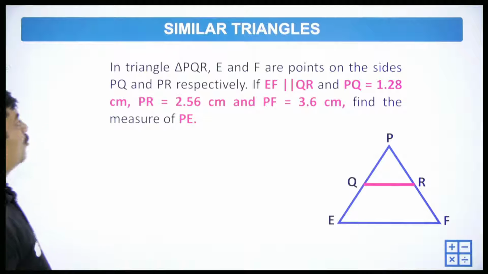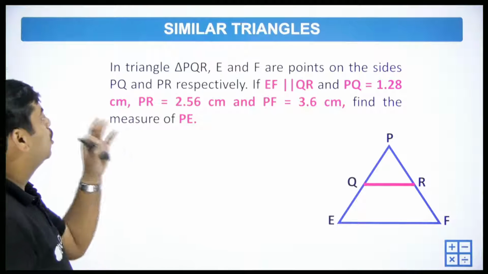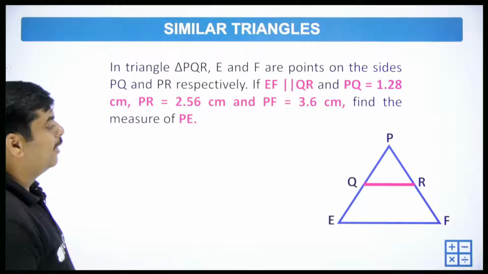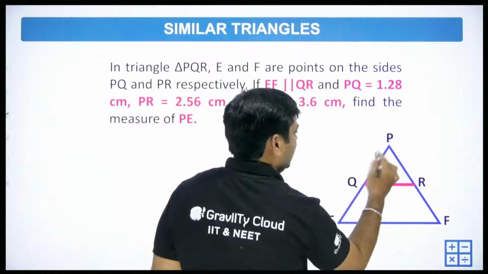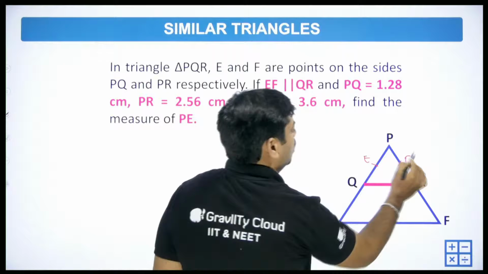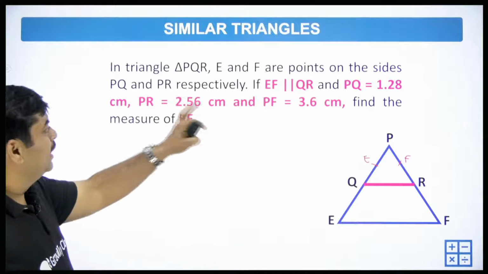We have a diagram. In a triangle PQR, E and F are points on the sides. See, this is a triangle. E and F can actually be here also. E and F can be there also. But what happened here? EF is parallel to QR.